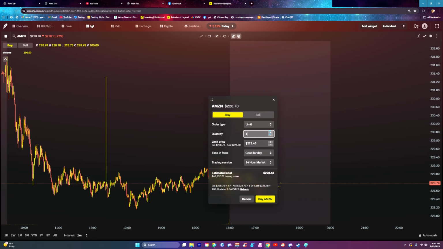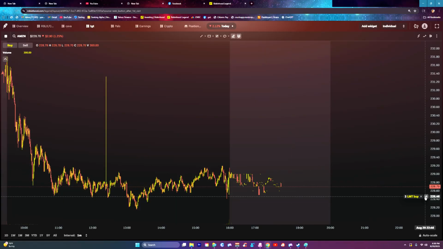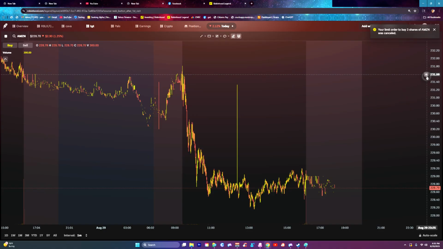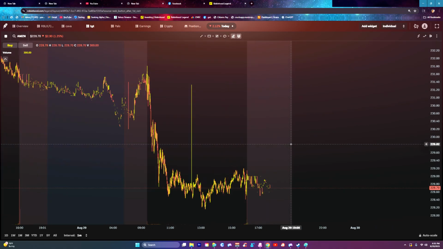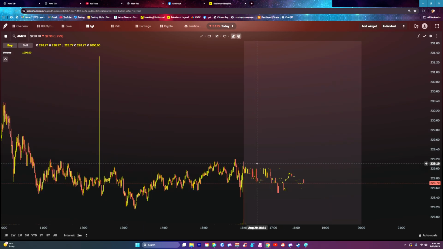But the name of the game is to be able to buy at a low. Let's say I want to buy 3 shares of Amazon. The idea is to buy it at a relative low, hoping that it will rise above that point. And that's how you can sell for a profit. Now, in order to do that successfully, you have to be able to have some sort of thesis or argument for why you believe price should go back up.